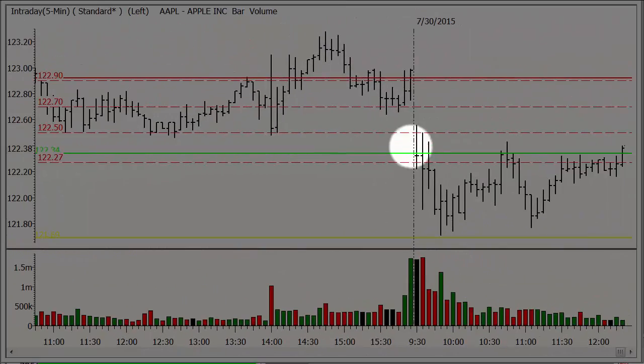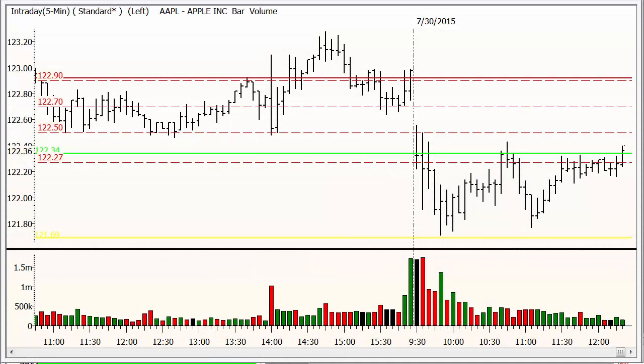And now we see that on the opening bell, what happened was we started trading down here around 122.30. Price moves up above 122.50, triggers us in, gets a 122.50 entry, moves down to the 122.27 profit target, and takes us out of the trade. The important thing to do at that point is to cancel the other leg.